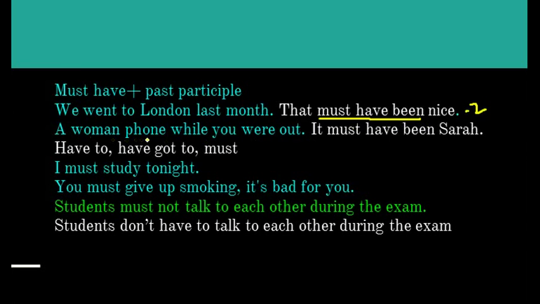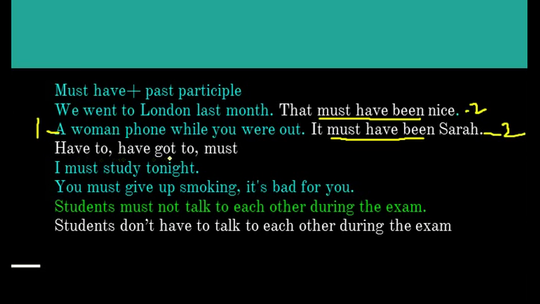A woman phoned while you were out. It must have been Sarah. Must have been Sarah is an assumption about the past. This sentence is speaker 1 and this sentence is speaker 2.